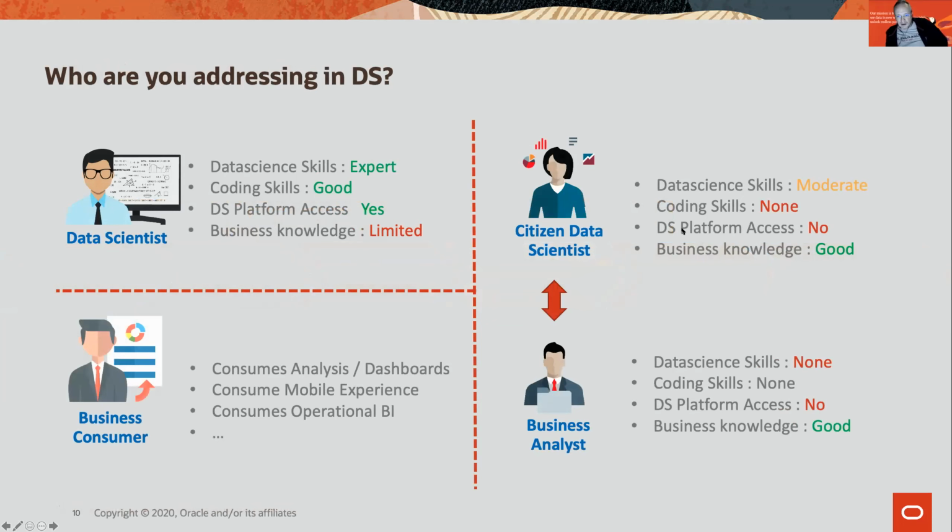Finally, who are we addressing when we talk about data science? Normally, data science targets the highest skill users, but we have also considered citizen data scientists that have good business knowledge and moderate data science skills, but no coding skills or ability to manage a data science platform. And we will see how to address this kind of user too. Normally, citizen data scientists talk a lot with business analysts, who obviously have business knowledge. We also have business consumers who are interested in consuming models and creating dashboards by themselves.